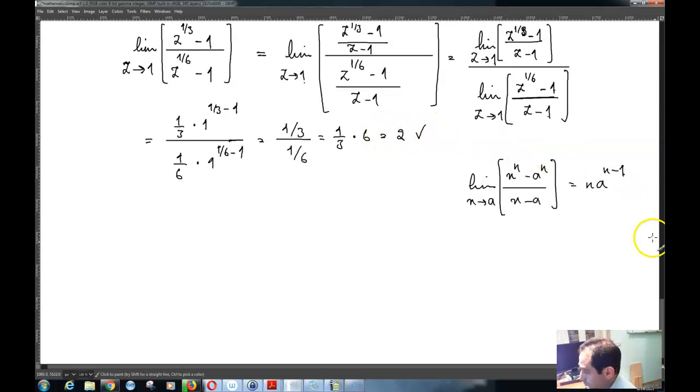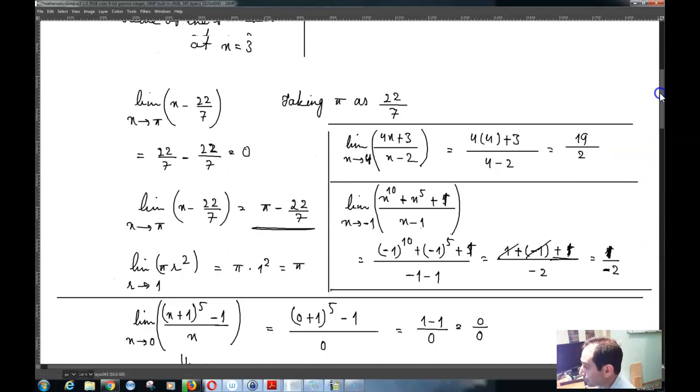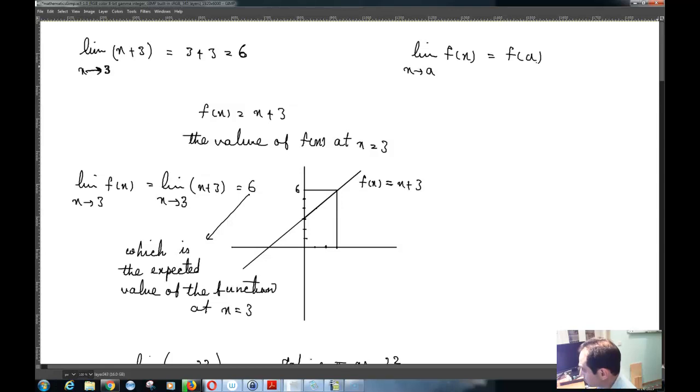Otherwise, what you can do, I would say a better way of solving the same problem, you could basically write the problem as the limit of z raised to the power 1/3 minus 1 over z raised to the power 1/6 minus 1 as z tends to 1.